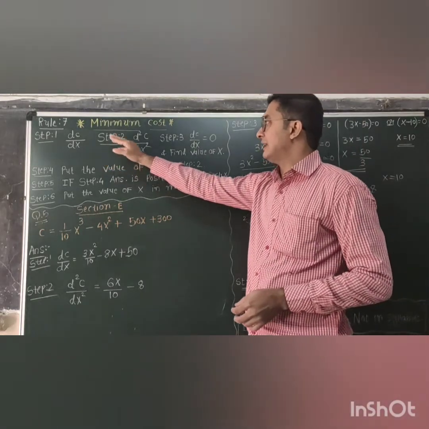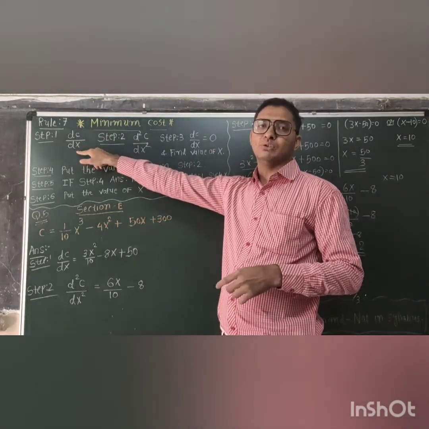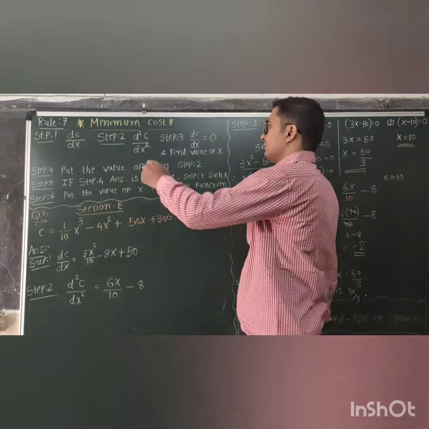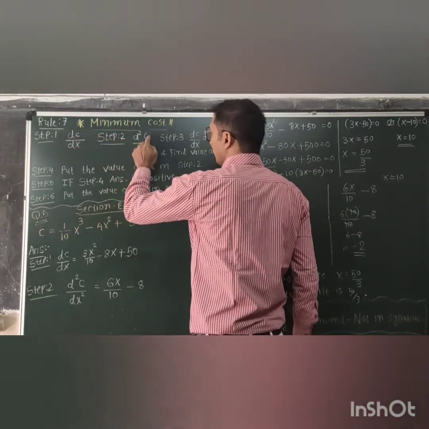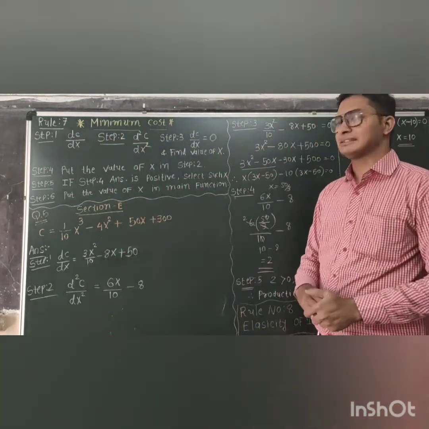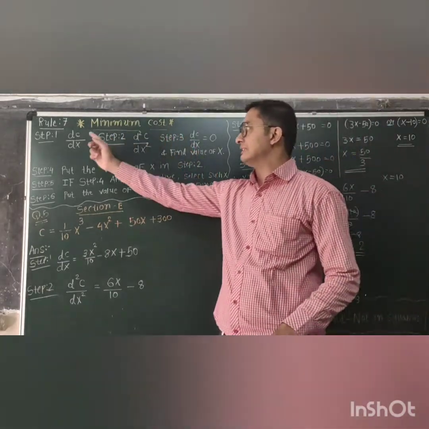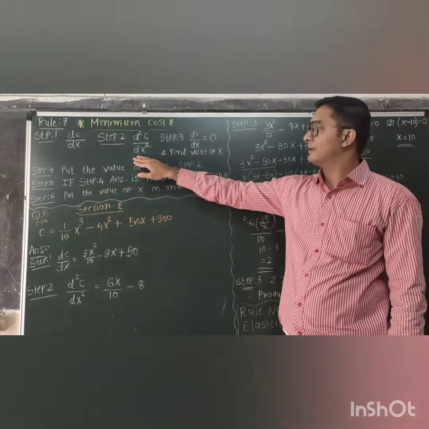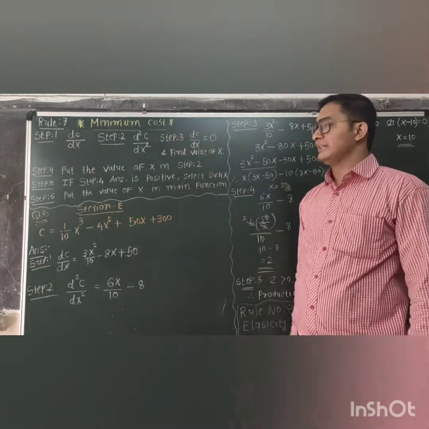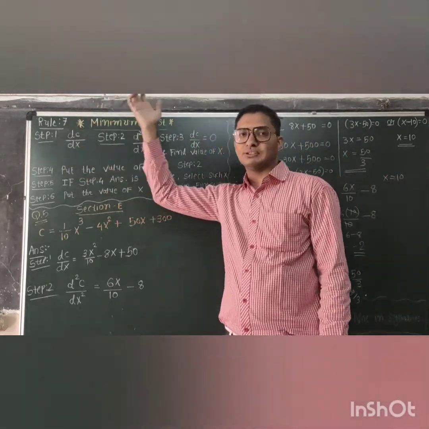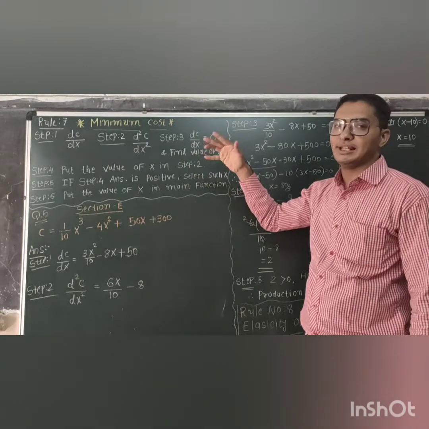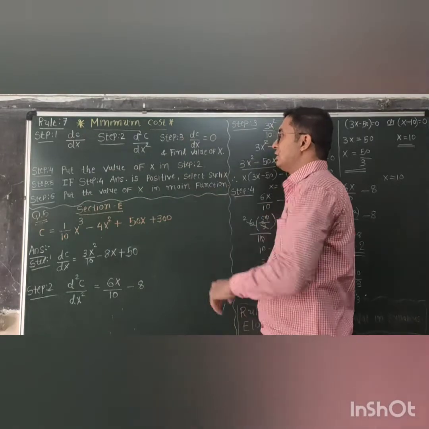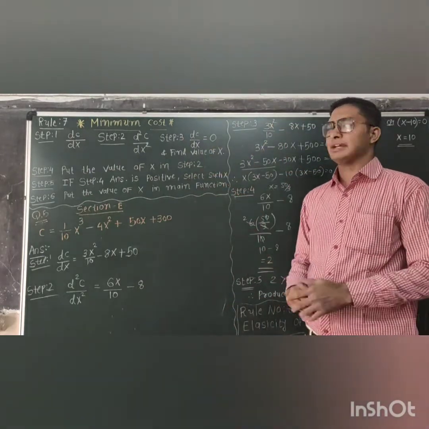Step number 2, the double derivative of dc upon dx. So derivative of derivative. Here we can say that it is d square c upon dx square. Now step number 3: step number 1 is equal to 0, and we have to find the value of x. That is, dc upon dx is equal to 0, and find the value of x.